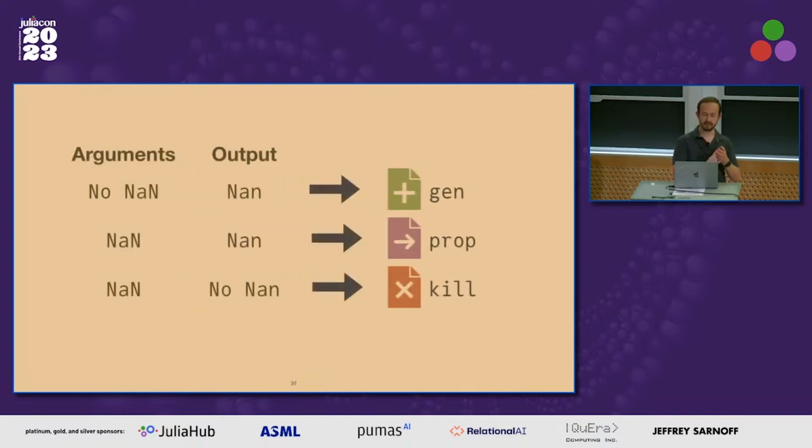As a refresher, this is how we categorize those events. If there's no NaN in the arguments, but a NaN in the output, then that's a gen, because a NaN's been brought forth into being, and so that event gets logged in the gen file. And so on with props: NaN flows in, NaN flows out. And a kill: NaN flows in, but no NaN flows out.